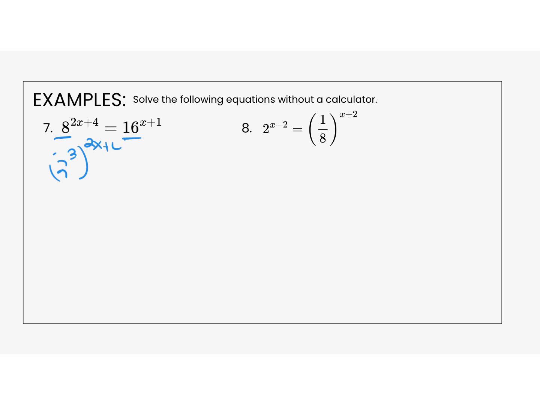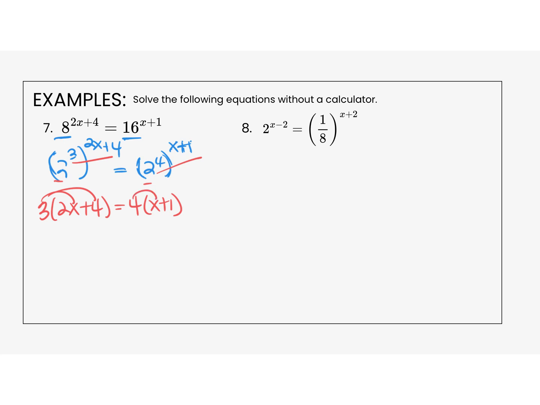to the 2x plus 4. And 16 can also be written as a power of 2. That is 2 to the fourth power, to the x plus 1. So sometimes we are going to have to rewrite both terms so that they have the same base, so then we can set our exponents equal to each other. So again, power to a power, I multiply. So I get 3 times 2x plus 4 equals 4 times x plus 1.